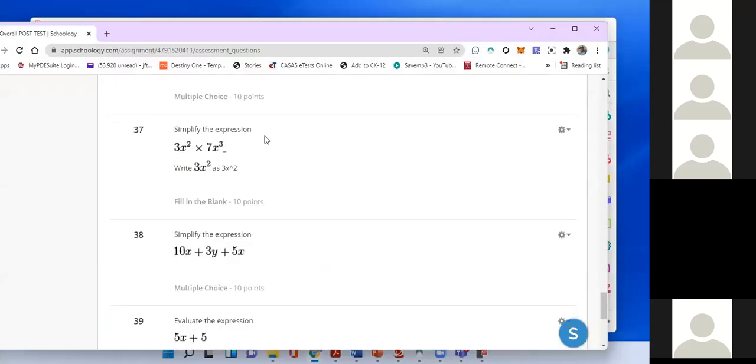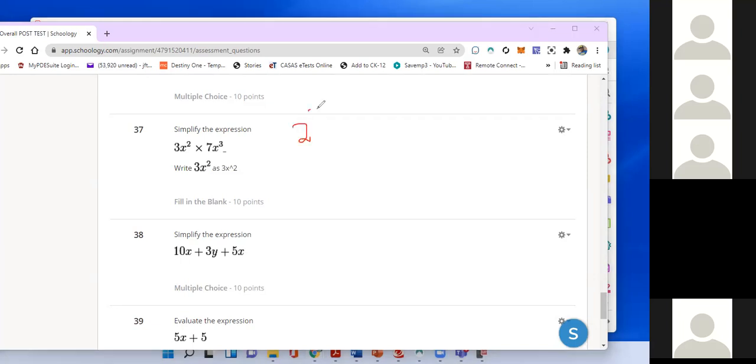Yes. So it says simplify the expression. How you know not to evaluate it is it doesn't have an equal sign, or it doesn't have x equals something. Underneath it said write 3x squared as 3x raised to power 2. Right, 3 times x to the power of 2. That's how you read that. Or what I would say is 3x squared. What does it mean? That's what I wanted to find out.